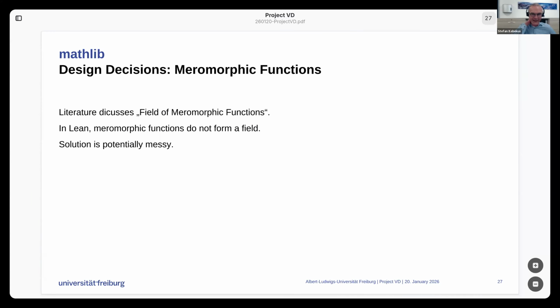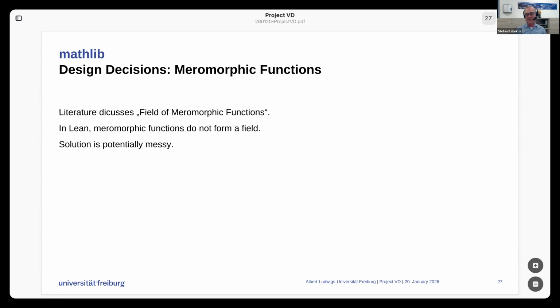So let's start with the simplest thing. The simplest design decision, which was probably mostly taken before Project VD came into play, is the notion of a meromorphic function. If you open any book on meromorphic functions, and the way we teach it in class, we constantly say that meromorphic functions form a field. Simply because meromorphic functions are functions with poles, and if you take the quotient of them, again you have a pole, or so we think.